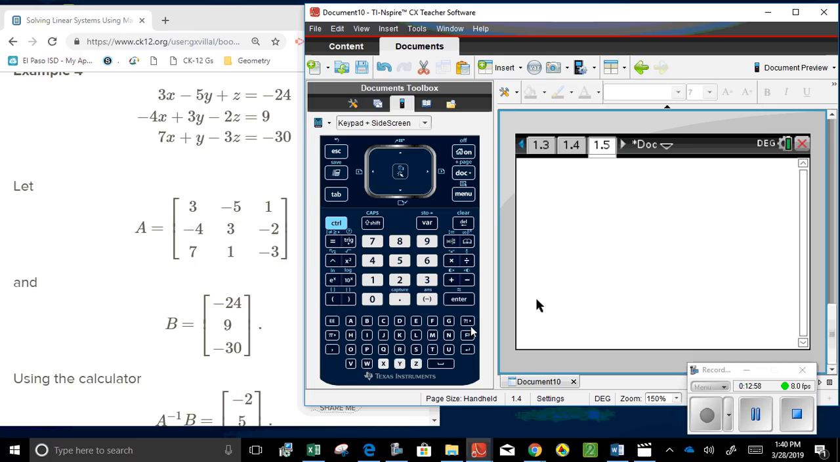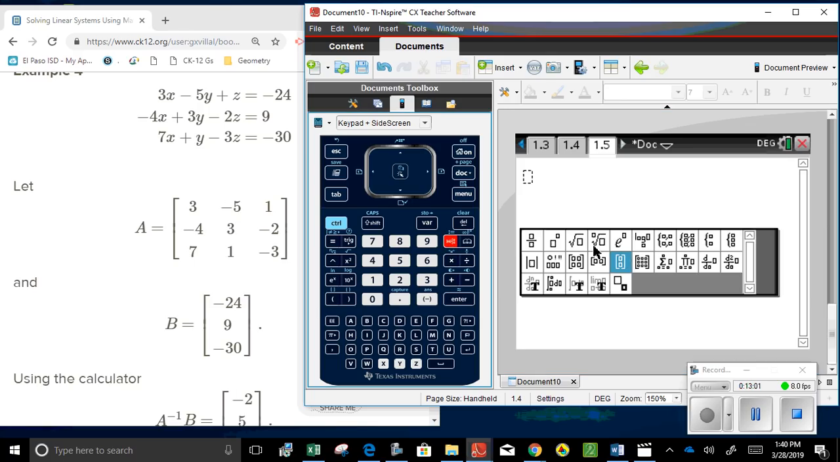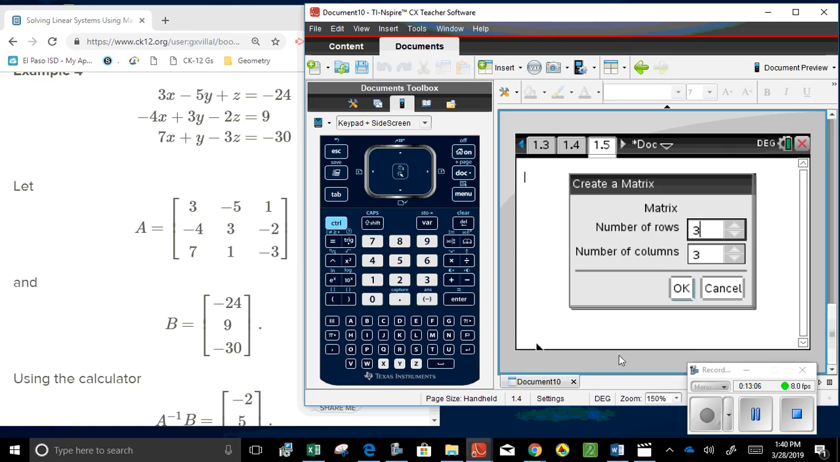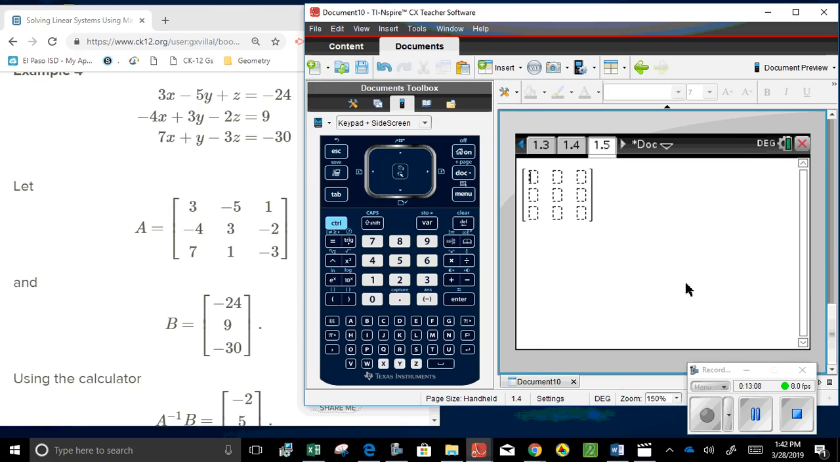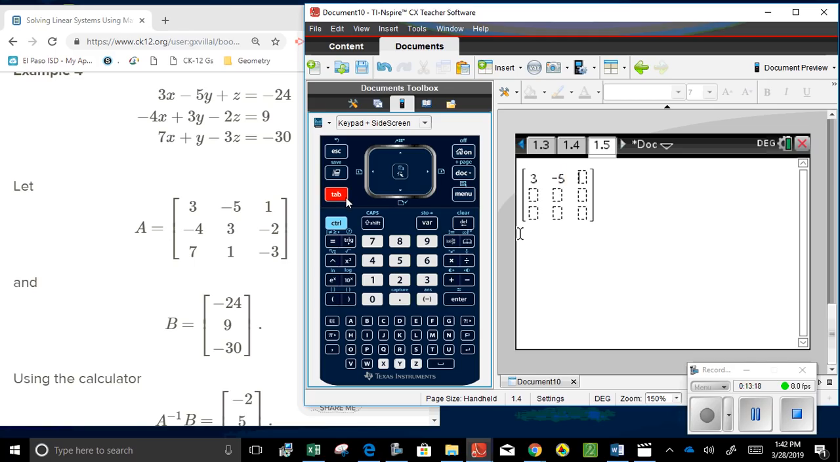Okay, do matrix, go to 3 by 3. Press enter. Okay, so you press enter and we're going to enter the data. How many X's do I have on the first row? 3. Press tab. How many Y's do I have? -5. Press tab. How many Z's? I have 1 Z. Press tab. How many X's in the second row? -4. Press tab. How many Y's? 3. Press tab. How many Z's? -2. Press tab. How many on the third row of X's? 7. Press tab.